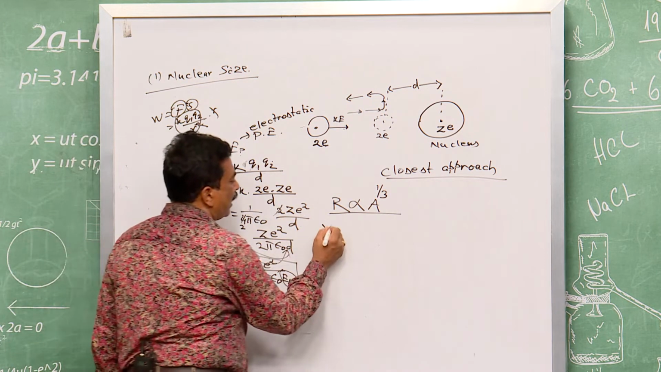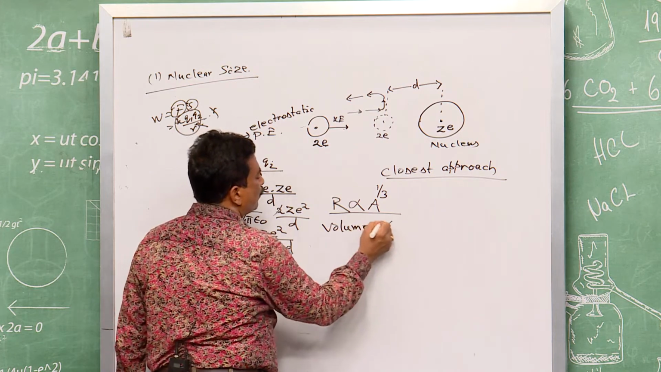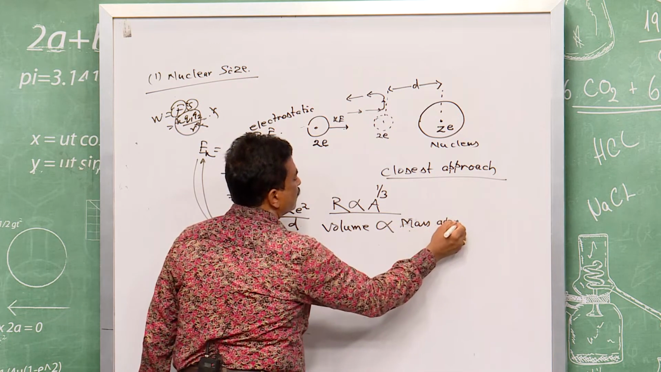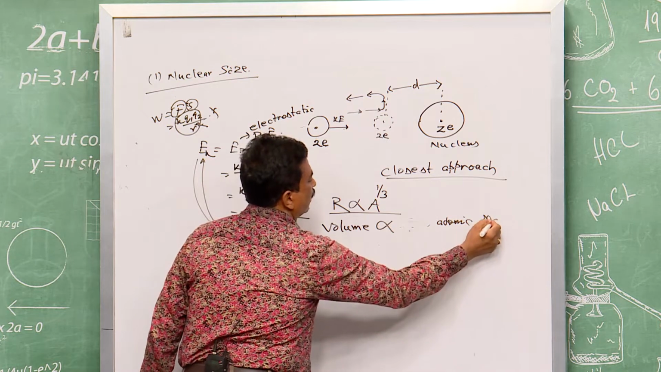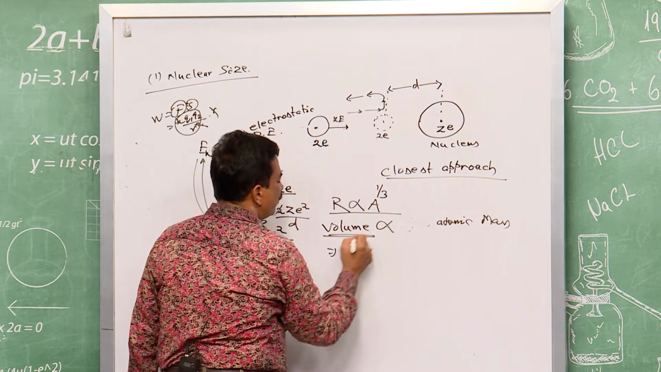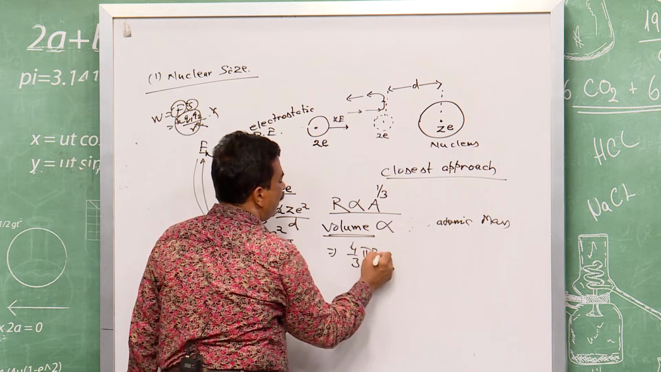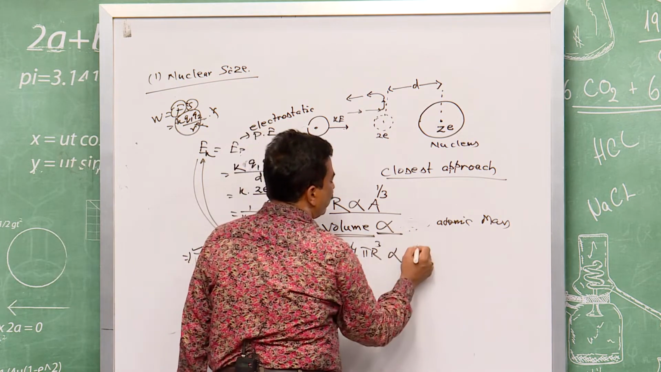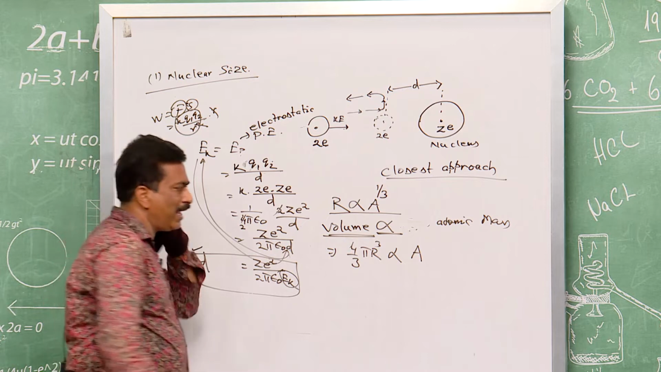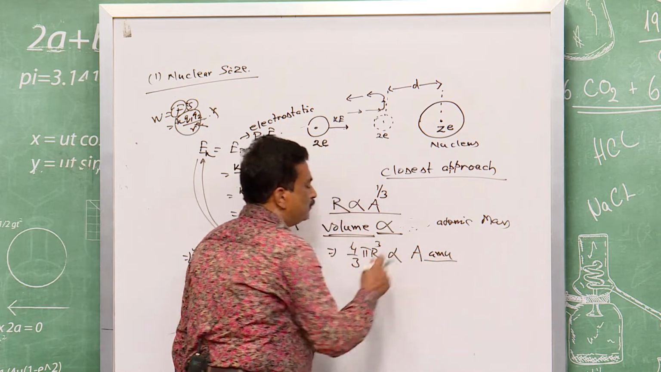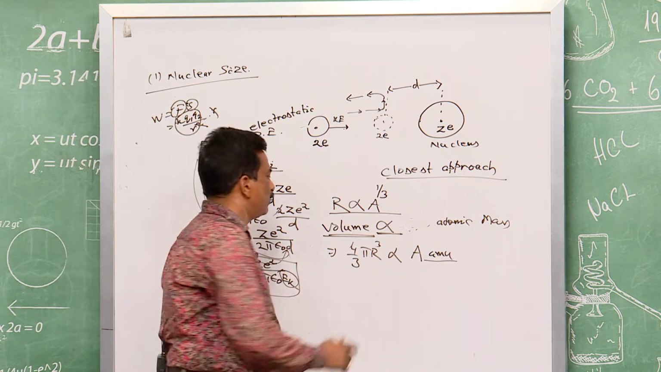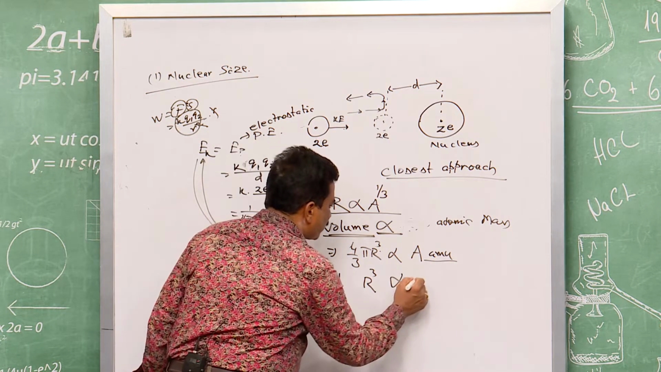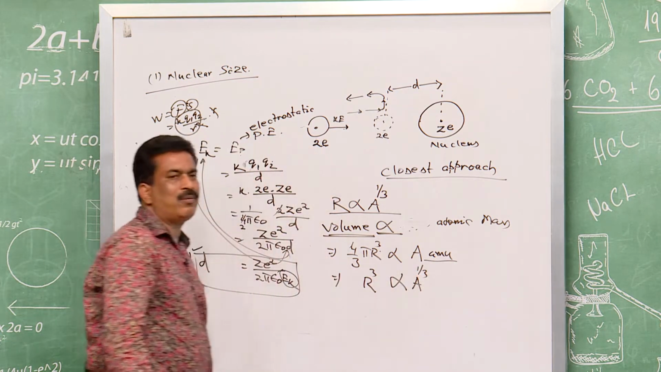Here it shows that the volume is proportional to the atomic mass. So this volume will be 4 by 3 pi R cube, proportional to the atomic mass. The atomic mass we have taken, suppose, is equal to A amu. From this we can say that R cube is proportional to A.